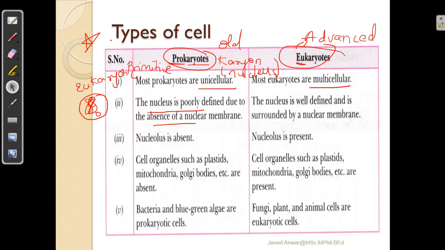This is very important. Whenever you write any differentiation in biology, please do give examples if possible. Here we have n number of examples. You can choose two to three examples given on the screen. Bacteria, blue-green algae for prokaryotes, and fungi, plants, animals, etc. for eukaryotes. So this is the major difference between the two types of cells, a prokaryotic cell and a eukaryotic cell.